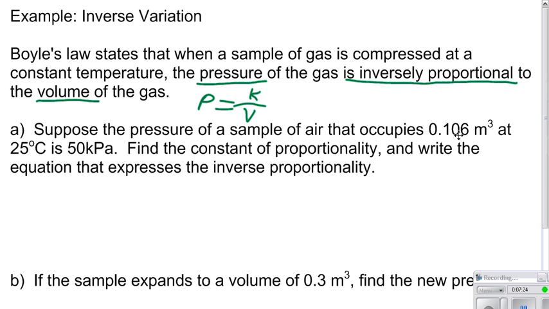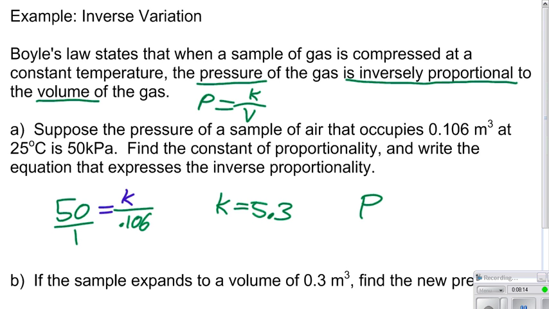So 0.106 equals k, that's what we're going to solve for, the constant of proportionality, over, oh, that's not pressure, that's volume. The pressure is 50 kilopascals. The volume is the cubic meters, 0.106. So to solve, we can think of that as being over 1, cross multiply, so 50 times 0.106 is 5.3. So to write the equation, pressure equals 5.3 over volume.